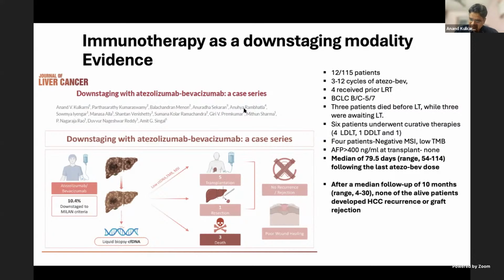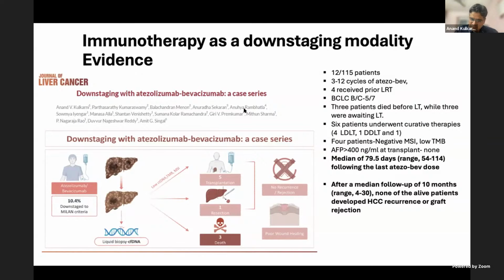None of the patients have developed recurrence. There is one patient who has developed mild rejection, diagnosed only clinically. We did not biopsy the patient. We just increased the dose of steroids and tacrolimus, and the patient responded to therapy.